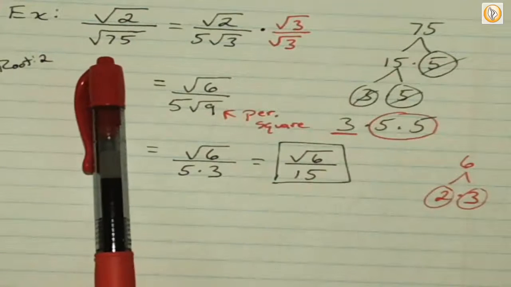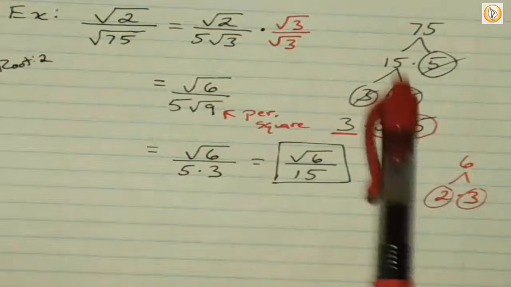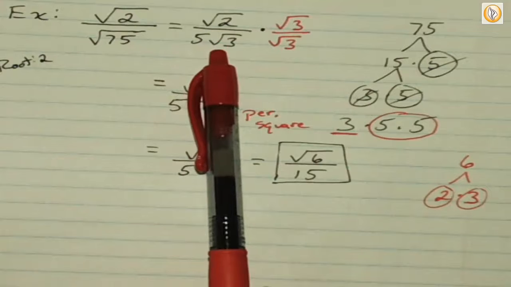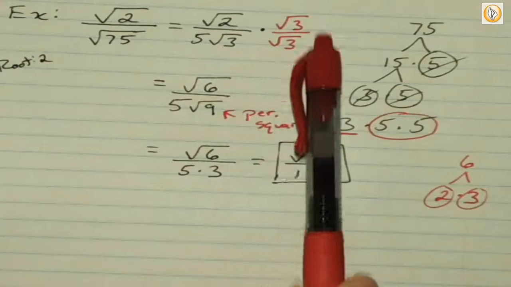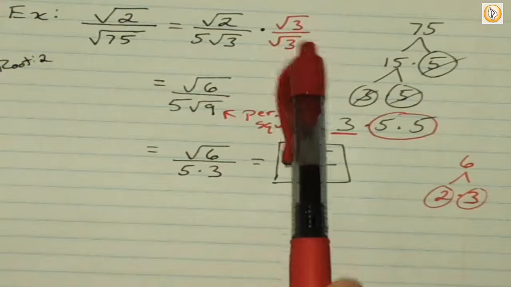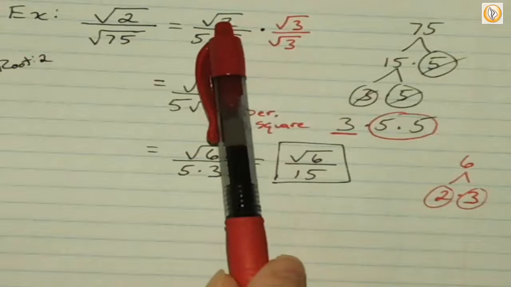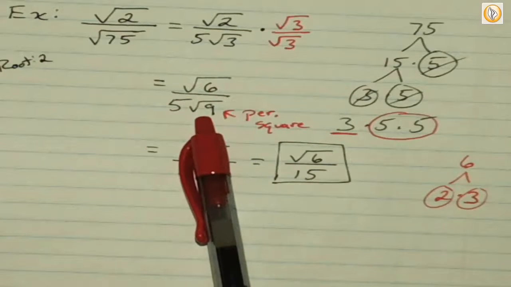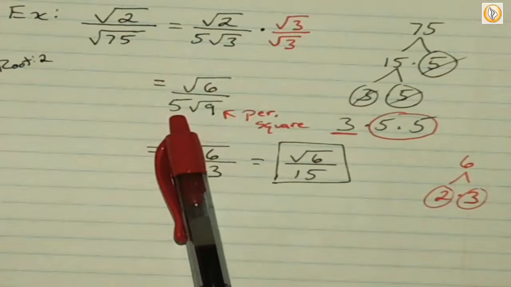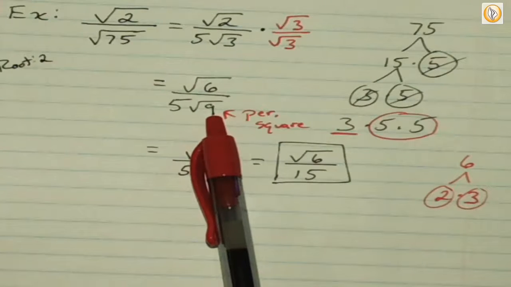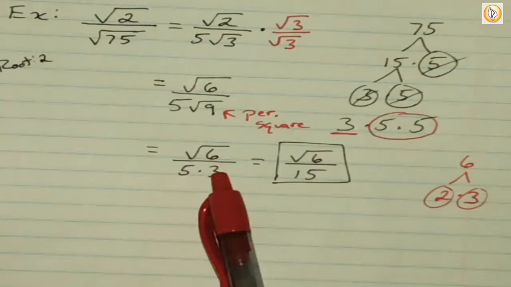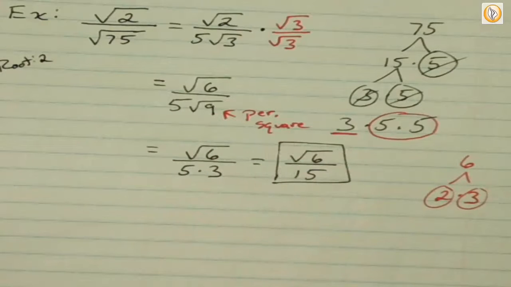We first simplified the 75 factor tree, and we got 5 times the square root of 3. We cannot have a square root in the denominator, so we multiply top and bottom, according to Emily, by the square root of 3. 3 times 2 is 6. 3 times 3 is 9. That 5 is staying right where it's at. 9 is a perfect square, which gives us 3. But that 5 is being multiplied by that, so 5 times 3 is 15. Any questions?